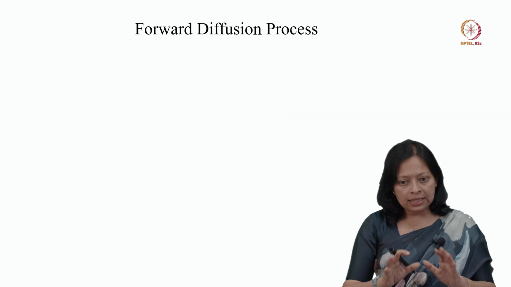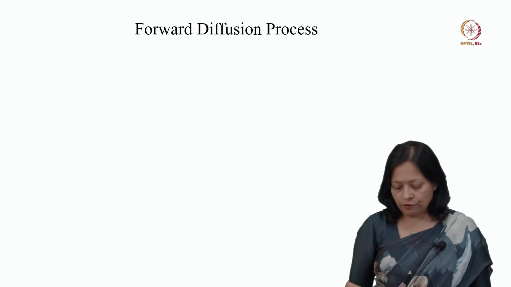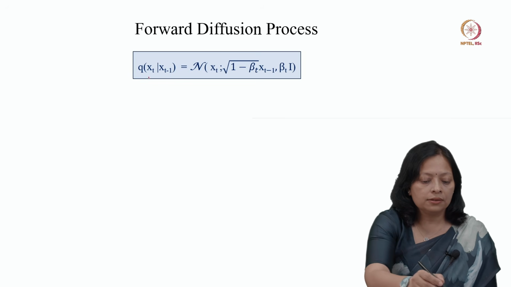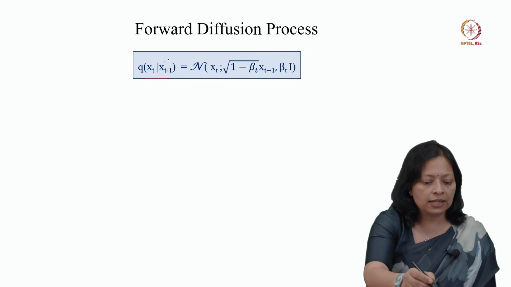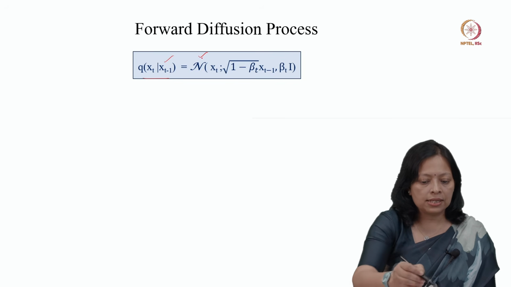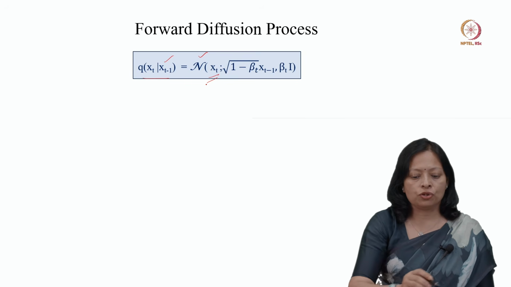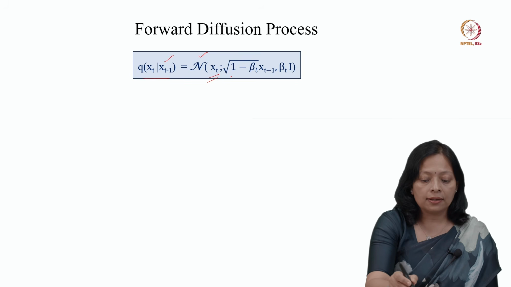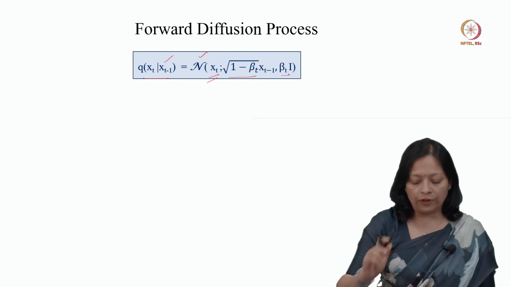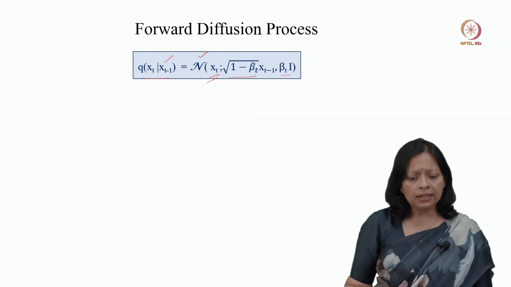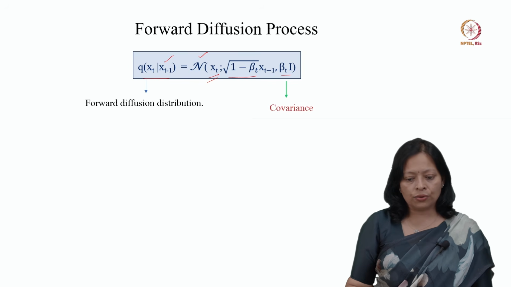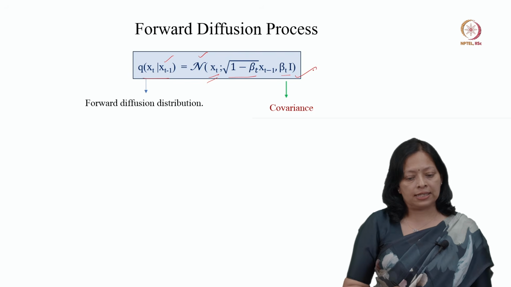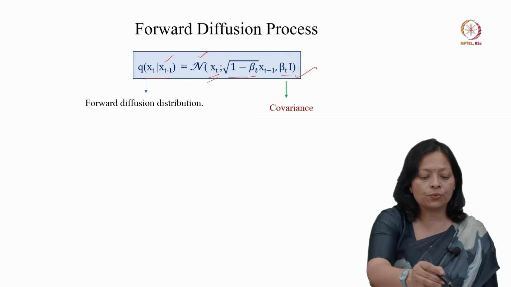Now, we will look into more details of the maths that is involved in the forward diffusion process. So, we know this is the probability distribution of x t given x t minus 1 equal to this N, x t is sampled from this distribution and this is the mean and this is the covariance. Okay. Now, this is the forward diffusion distribution as I told, and this term is the covariance term. In the forward diffusion process we have this equation.